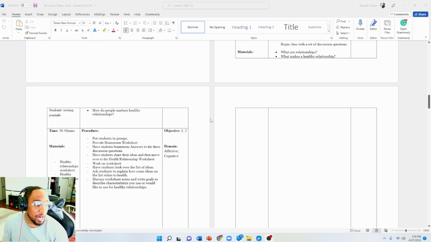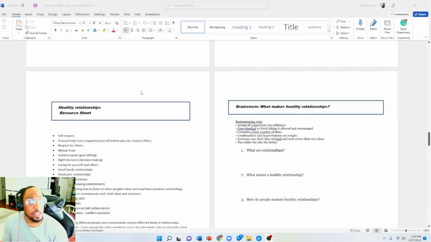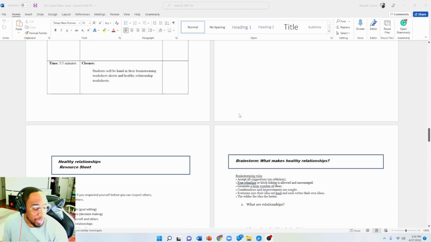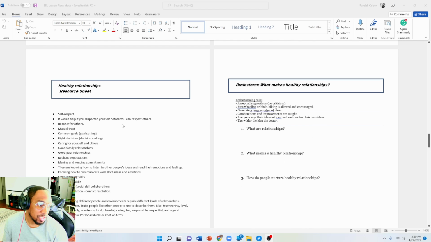And so from there, it's really just a lot of talking, but you're putting students in groups and having them brainstorm answers to the 3 discussion questions that we said before. They will get a healthy relationships worksheet, but this is more like a reference sheet. It's a resource sheet, and this will tell you what a good relationship looks like, what you're looking for in a relationship. Then they're going to brainstorm in their groups what makes healthy relationships.